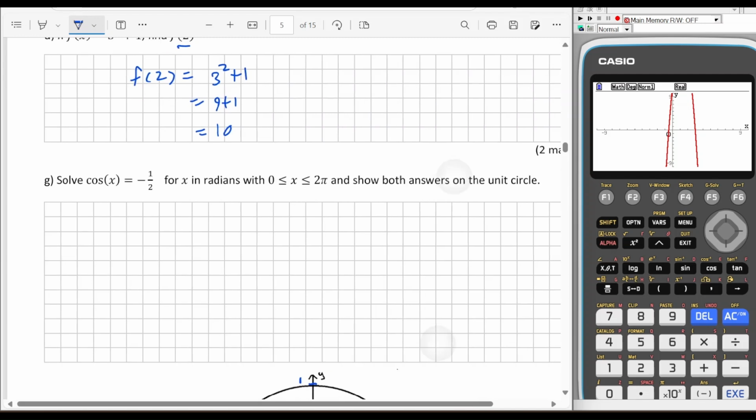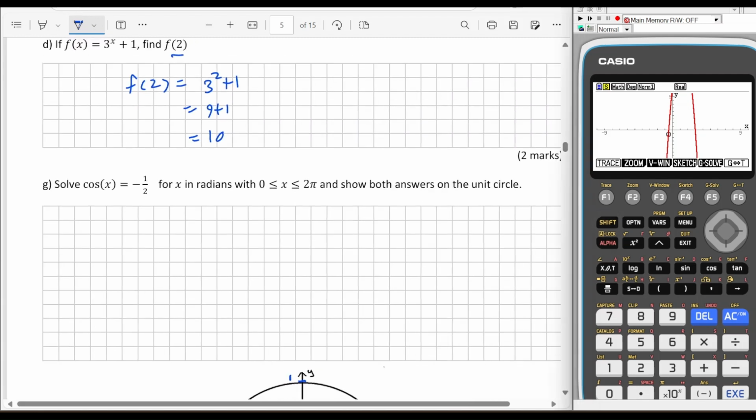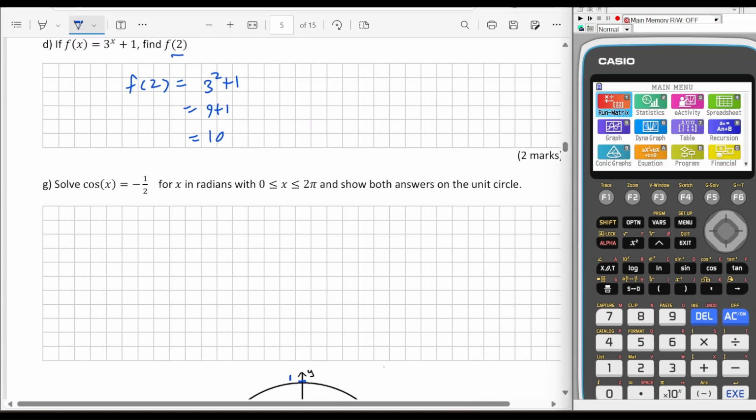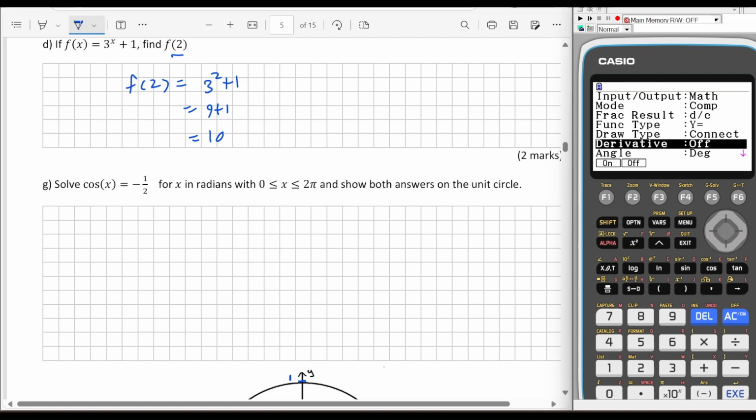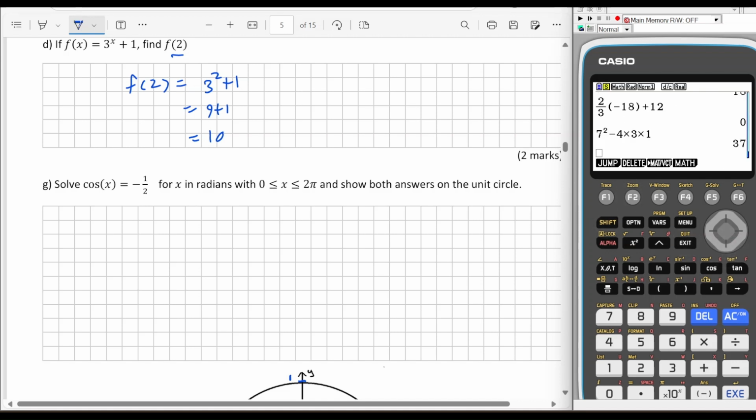Solve cos x equals -1/2. So one solution is really easy to get. So we're just going to make sure that we're in radians. I'm not. I'm in degrees up the top there. So shift, set up, go down, hit rad for radians. And we're going to go shift cos for inverse cos, and we're going to go -1/2.